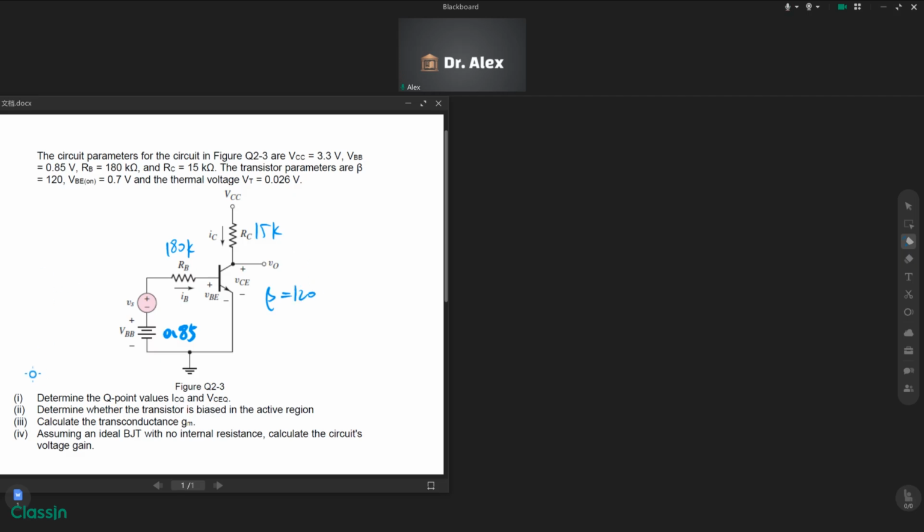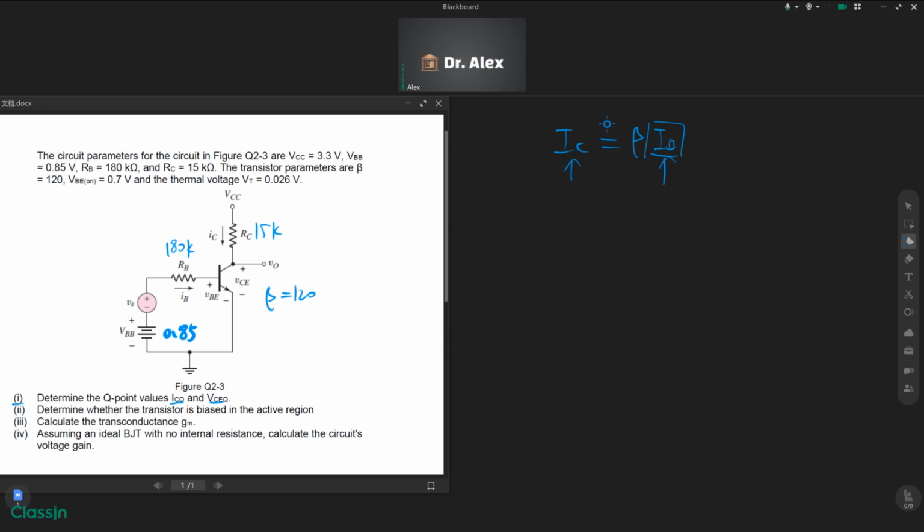The first question asks us to calculate the Q point values for IC and VCE. We don't know IC, but we know IC equals beta times IB. So if we can get the value of IB, we can get the value of IC. So how do we calculate the base current?